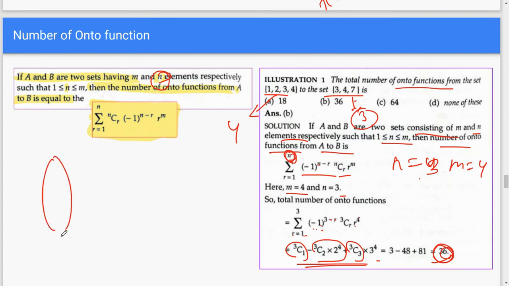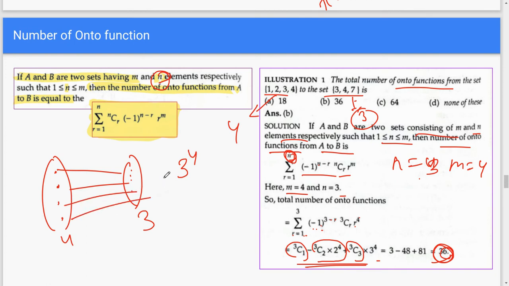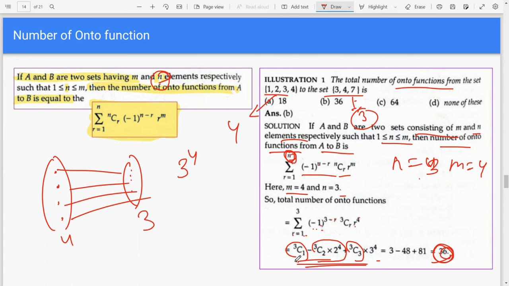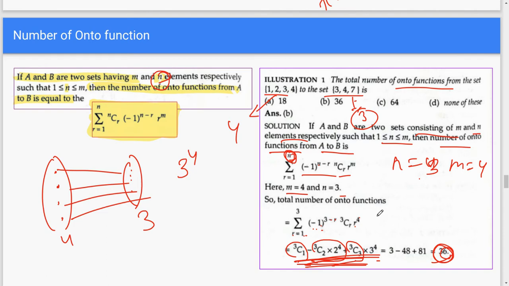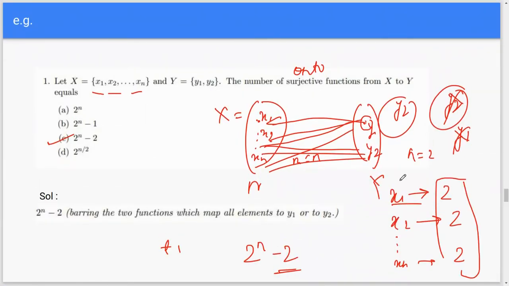If you have four elements here and three elements here, obviously this element is going to have three choices, this element is going to have three choices, this element, and this element too. So the total choices will be 3 to the power 4. But obviously it may happen that some elements are related to only two elements. So you have to eliminate those two-element cases, then those one-element cases, and then finally you are going to get the real part. That is what is represented by this formula also. I'm not explaining the proof of the formula, but if you go through the proof, this is actually what we have done here.